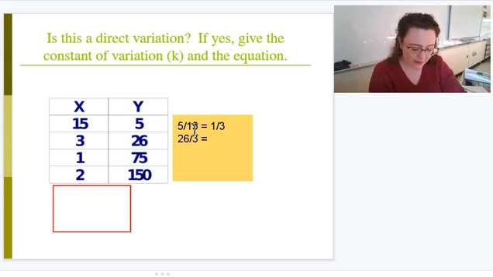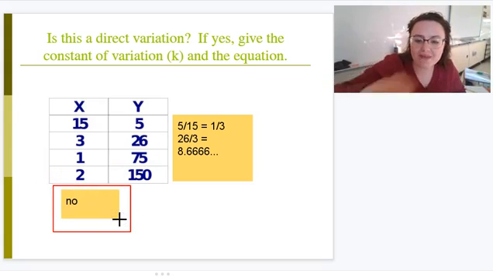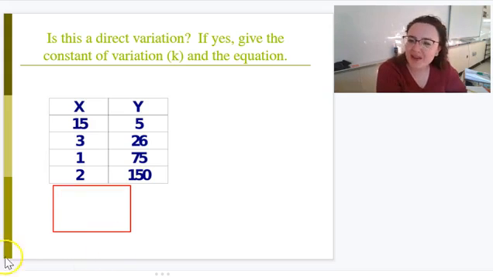And actually, I'll calculate it. See, 26 divided by 3 is apparently 8.6 repeating forever and ever and ever. Okay? So since they're not the same, I can say, no, this isn't a direct variation. Okay? A constant has to be just that. It has to be constant. I hope that helped a little bit. Let me know if you have any other questions.